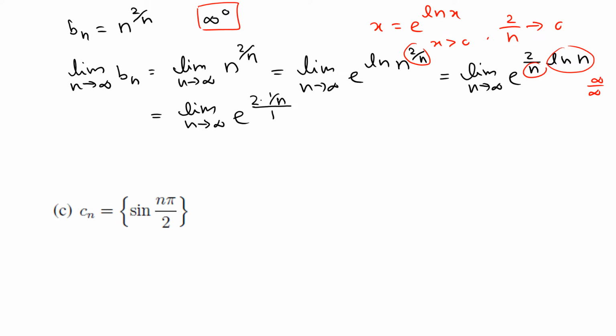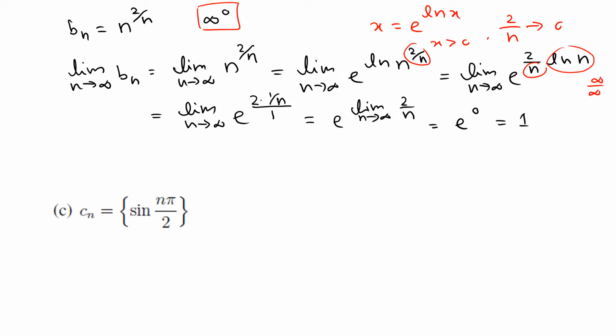Now you can see that when n goes to infinity, the top goes to 0. So we can take the limit inside. If you take the limit inside, it is 2 over n, which goes to 0. So that means it is e to the 0, which is 1. So that's the other argument using L'Hopital's rule.